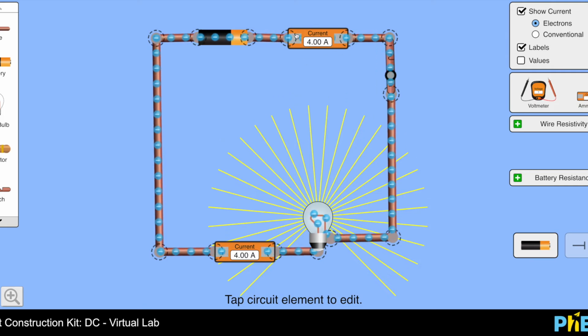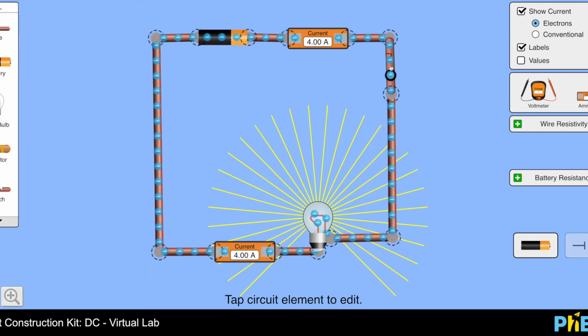We have 4 coulombs, and that number is the same over here, over here, over here, through this bulb, and through this switch as well. It's the same amount of charge flowing through the circuit at every single point. What do you think would happen if we added a junction? If we added a junction over here, what would happen to this current?